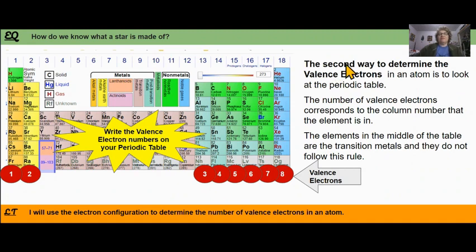The second way to determine the valence electrons in an atom is to look at the periodic table. The number of valence electrons corresponds to the column number that the element is in. So if we look, these numbers across here are column numbers, except we're going to change them up just a little bit. So column 1 and 2 are going to stay the same. But when we get over to column 13, we're going to start over and say that that's a 3, right? So we have 1, 2, skip this middle part, and then you have 3, 4, 5, 6, 7, and 8, okay?